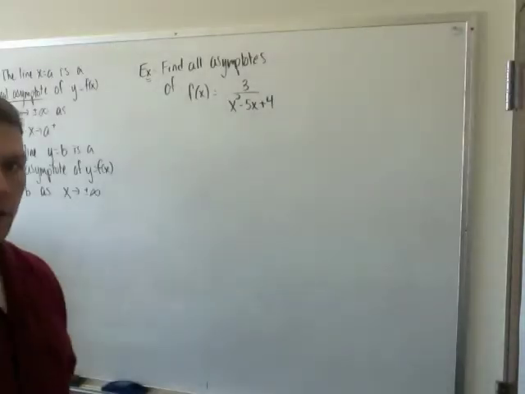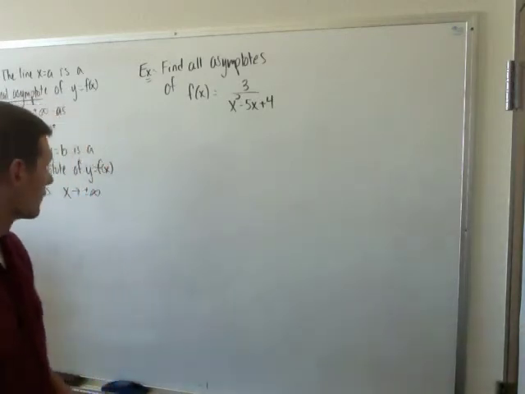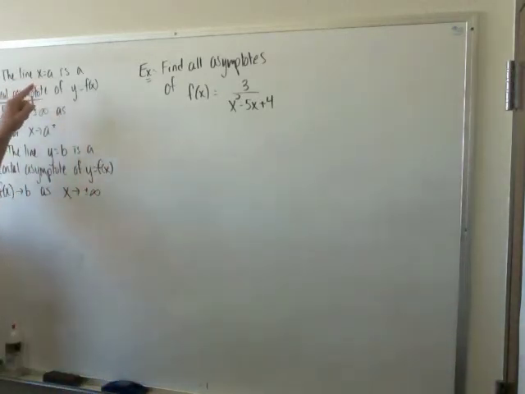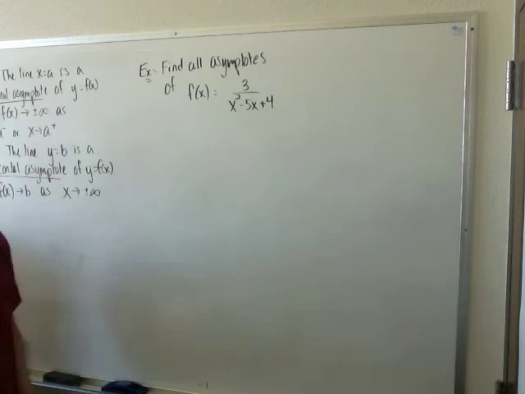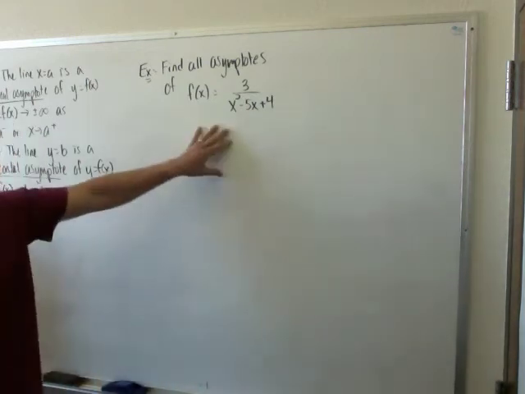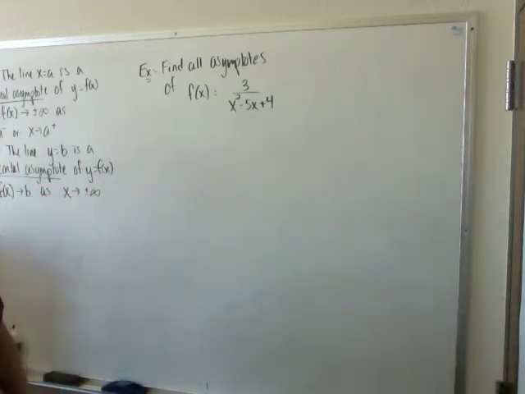All right, before we take a look at that example, actually, we're going to look at this definition. The line x equals a is a vertical asymptote of the function y equals f of x if f of x approaches positive or negative infinity as x goes to a from the left or as x goes to a from the right. The line y equals b is a horizontal asymptote of y equals f of x if f of x approaches b as x approaches positive or negative infinity. Okay, that seems like a lot. Sometimes an example kind of helps illustrate exactly what's going on.